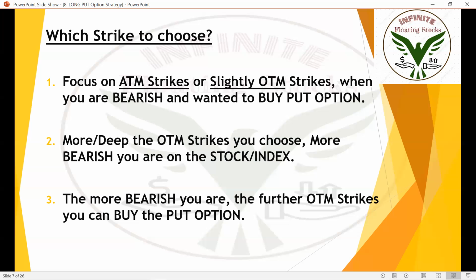When you want to buy a put option, because the market is falling down, if it goes down, you need to buy put or sell call. I'm going to explain the selling call scenario in upcoming sessions. Let's talk about the buying put scenario now. If the market is going down, you need to buy put. So which strikes do you choose? ATM or slightly OTM strikes. The deeper the OTM strikes you choose, the more bearish you are on the stock or index.